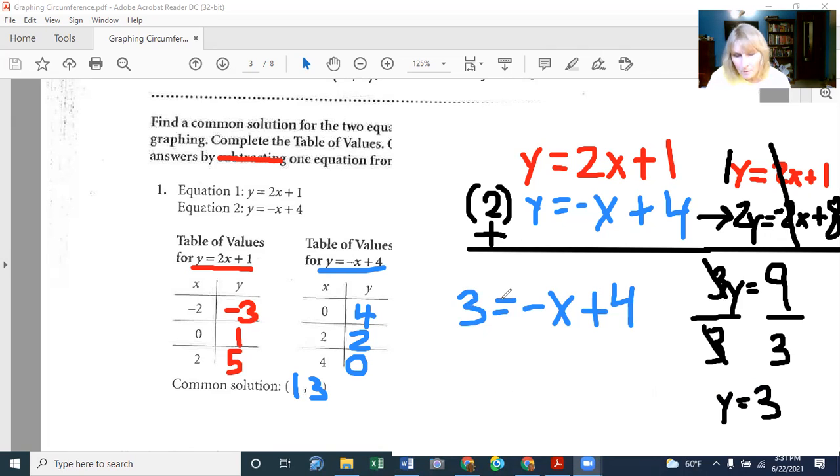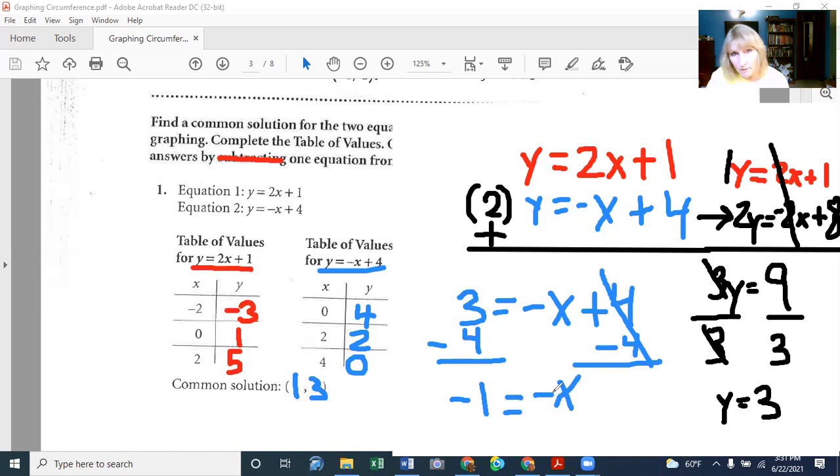Now I'm going to solve for x. So I'm going to subtract 4. Whatever I do to one side, I do to the other side. There we go. And now these cross off because 4 minus 4 is just 0. And 3 minus 4 is negative 1. So now I have negative 1 equals negative x.